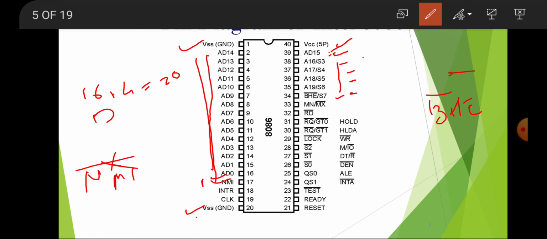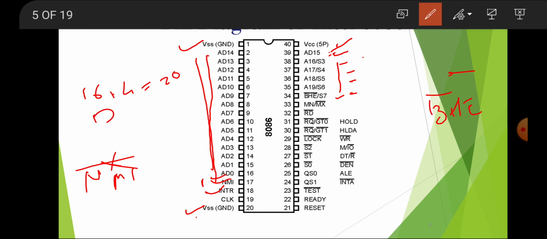So NMI is the non-maskable interrupt. That interrupt cannot be handled by the programmer, so the system itself handles it. Next, pin number 18, INTR, is the interrupt acknowledge. It is active low, 0, during the interrupt acknowledge cycle. Suppose some instruction is going on and then there is an interrupt. The programmer can handle that interrupt, so that is called a normal interrupt.